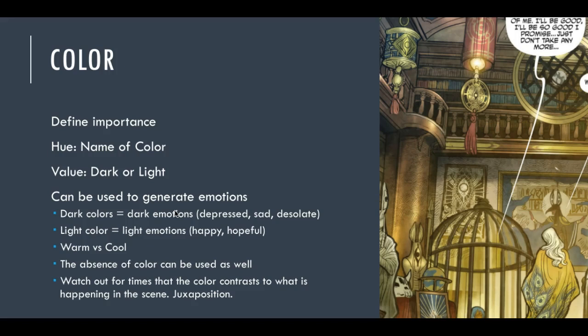The absence of color can be used as well. If you've seen pictures where it's black and white and then there's one pop of color, like maybe a black and white photo with the red umbrella.